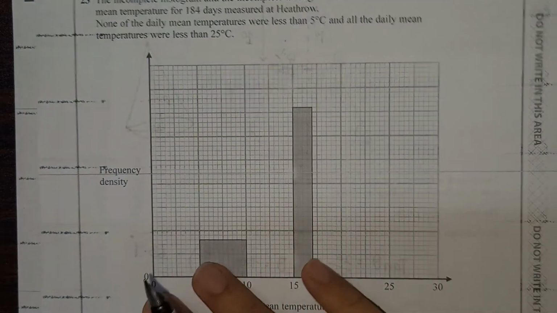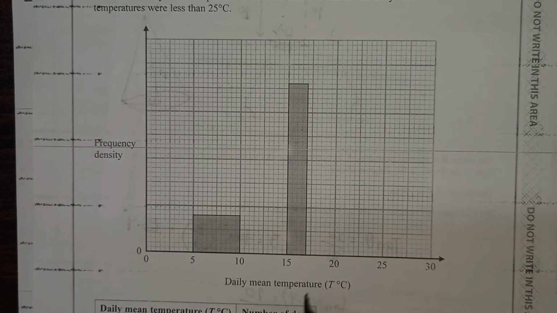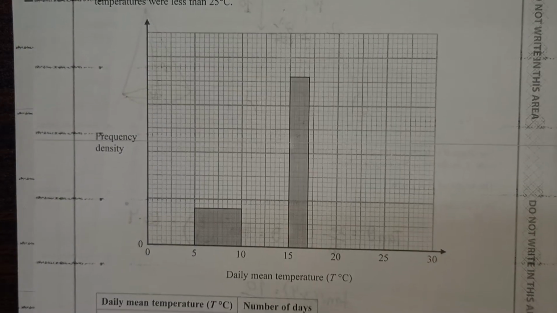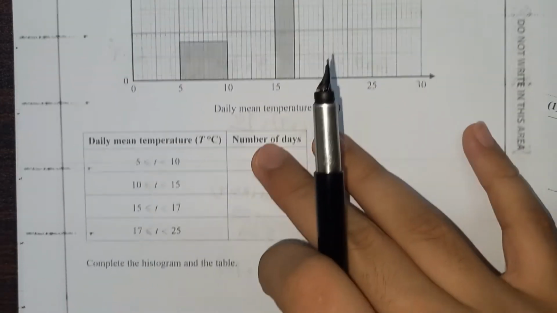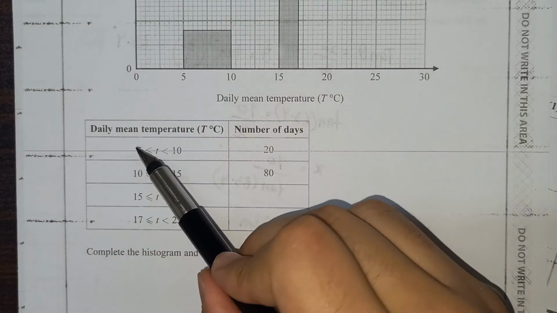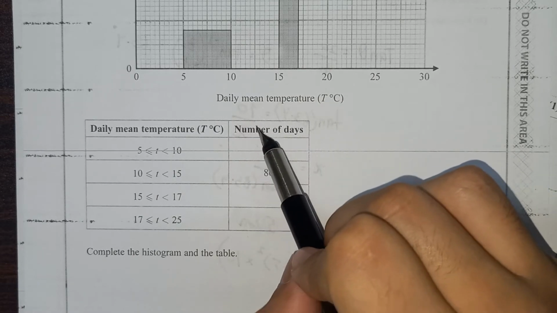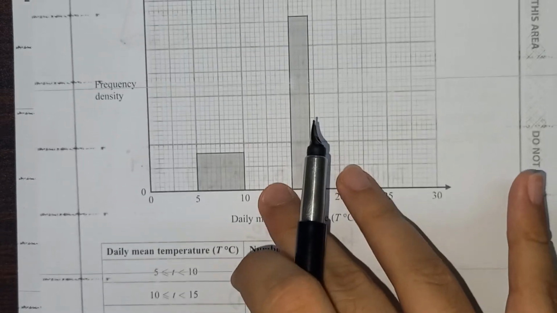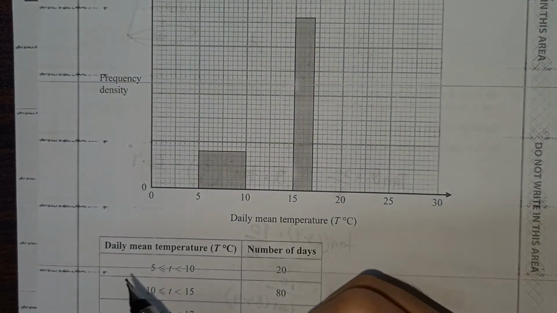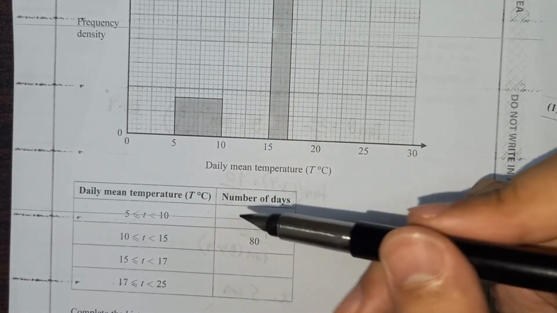So we see the graph over here, frequency density and daily mean temperature in T degrees C's. We have a table below, daily mean temperature and the number of days. Complete the histogram and table. Now you should notice one thing: we have daily mean temperature, which is given over here in the graph, but here for the y-axis we have number of days, and instead over here we have frequency density. Don't mistake this thing is equal to this, because it is not.